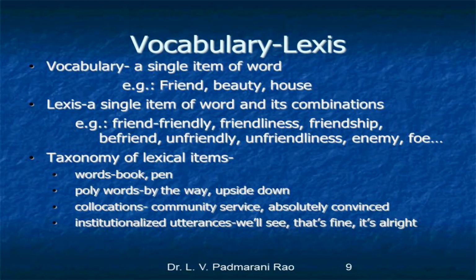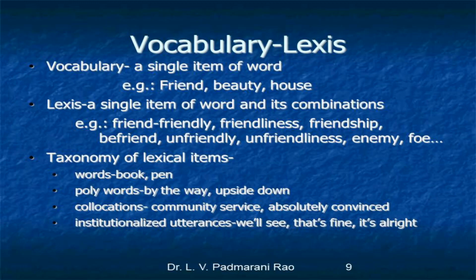Number three is collocations. Collocations mean, for example, community always goes with service, absolutely always goes with convinced. Certain words always go with certain words, and a knowledge of these is essential to make a person effective in language use. So, an understanding of collocations is a must. Number four, institutionalized utterances like we'll see, that's fine, it's okay, it's all right. These expressions are to be internalized for efficient use of the language.